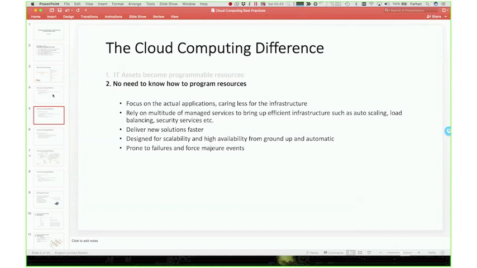Having said that, once you are able to focus on applications, you can deliver new solutions much faster than if you compare it with the traditional infrastructure. And these solutions can be dynamically scaled to an n number of servers or n number of objects or n number of resources.